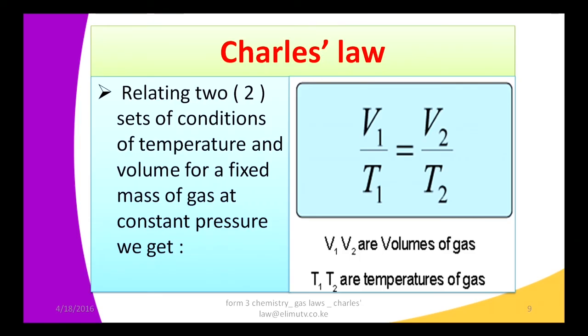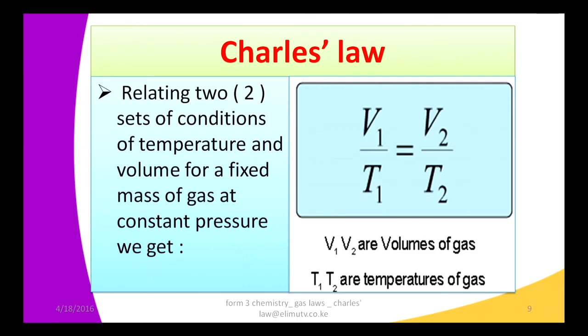Therefore, if you take V1 divided by T1, you will get V2 divided by T2, where V1 and V2 are volumes of the gases and T1 and T2 are temperatures of the gases respectively. These conditions must be carried out in an enclosed system. So that is the mathematical expression of Charles' law.